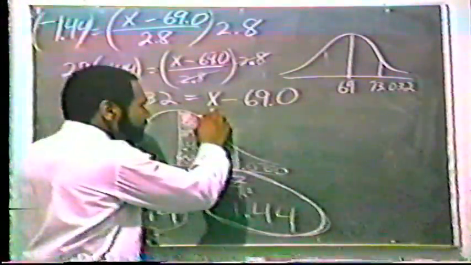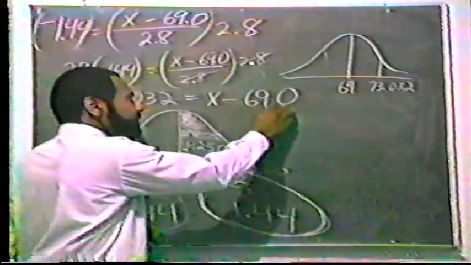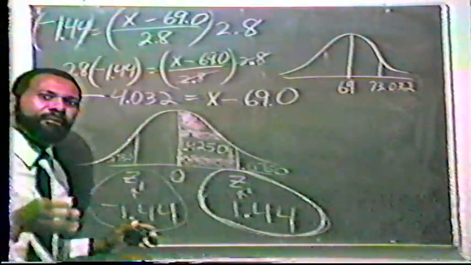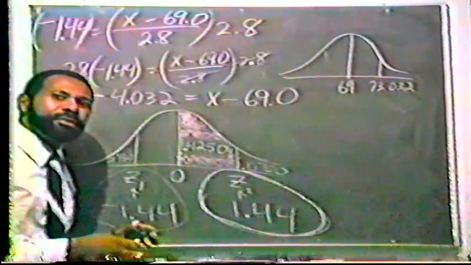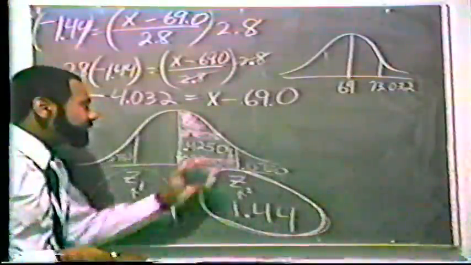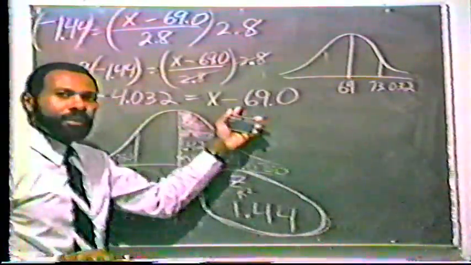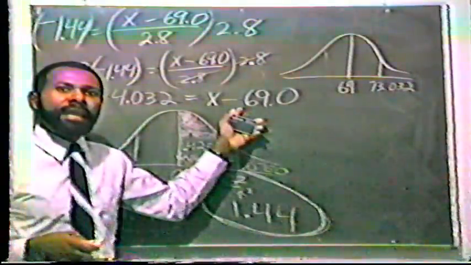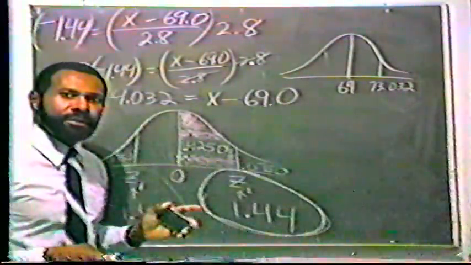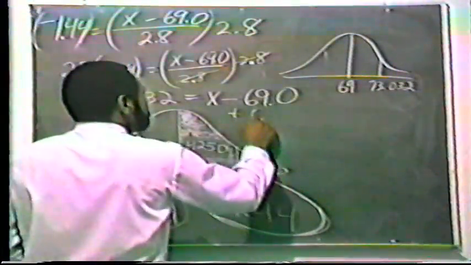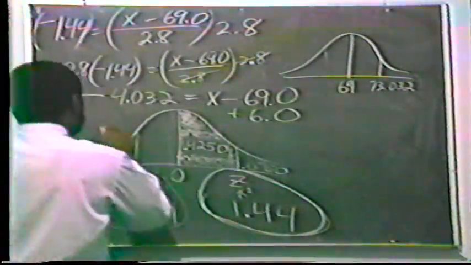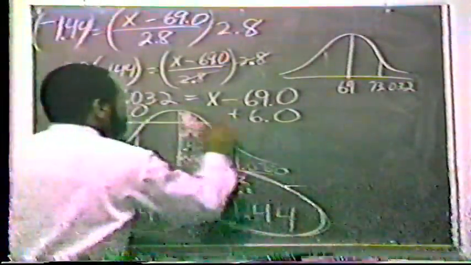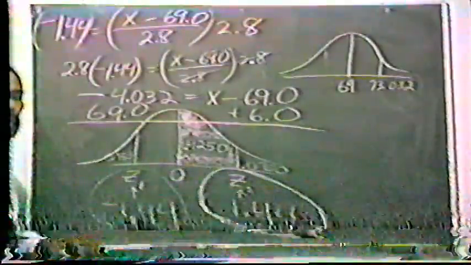We look at the x, we see that the 69.0 is subtracted from the x. The opposite of subtracting is adding. So since the 69.0 is subtracted from the x, in order to get rid of it, we have to add it to each side. So we add 69.0 to each side of this equation.